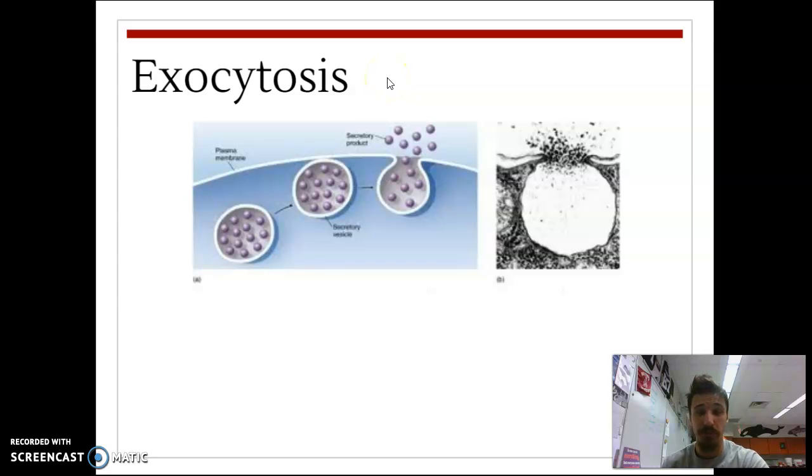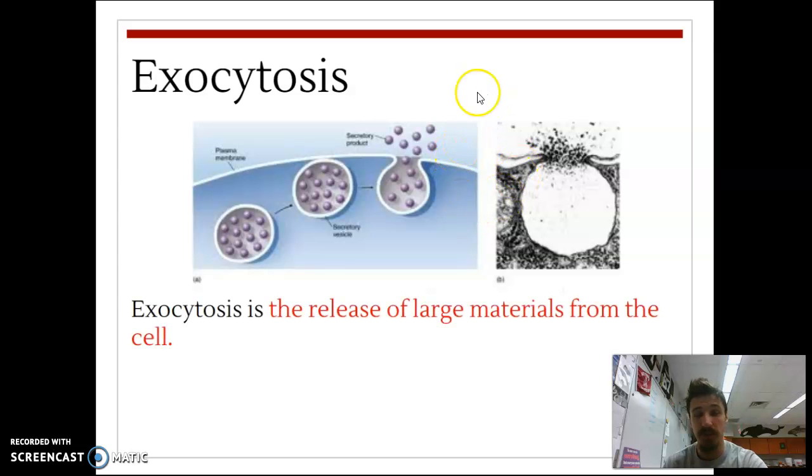Exocytosis is also a form of active transport, but it's the exact opposite of endo. It's where the cell excretes things, and we see that in this cartoon illustration here. We see this vacuole going the opposite direction of endocytosis, and instead of breaking off the membrane, it's going to go fuse with the membrane and release whatever these products here are out into the extracellular space. And we see this in a real electron micrograph image on the right. So exocytosis is just the release of large materials from the cell, and we should remember this from our Amoeba Sisters video.